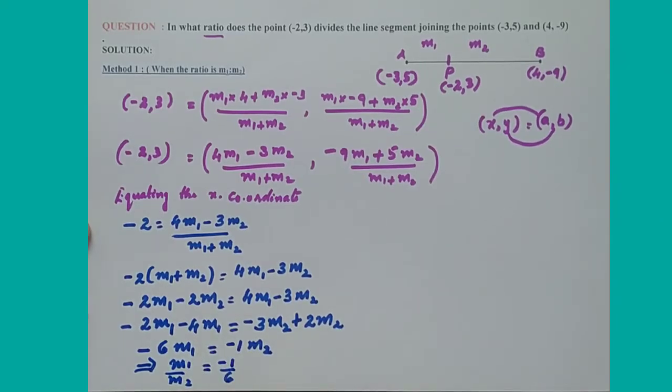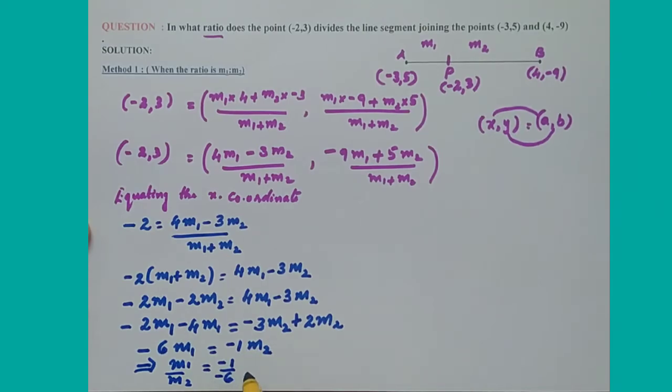Am I right? Minus 1 by minus 6. If any doubt, you need to check it. Cross multiply: m1 into minus 6, that is minus 6 m1, and m2 into minus 1, that is minus 1 m2. So looking backward, you can see that after the cross multiplication, the last step will be correct.